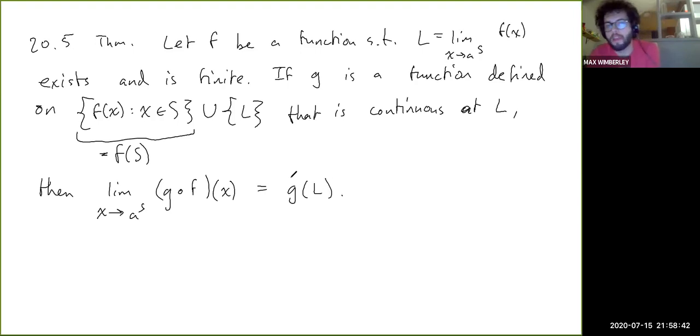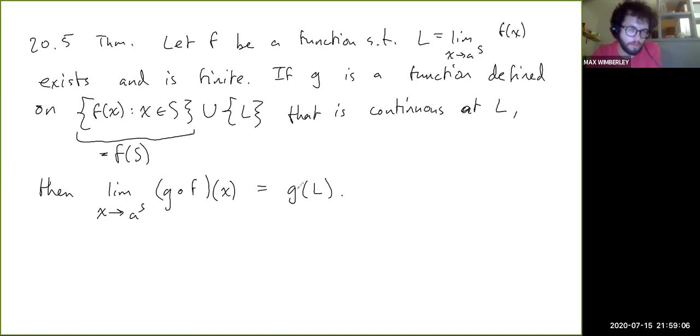So I think maybe the reason that the book decides to make the statement this way is because this is the only way you can make the statement that lets you describe this limit as being g evaluated at the limit of f. So this expression g of L here is not going to show up in the statement that I make later. I think that might be why.